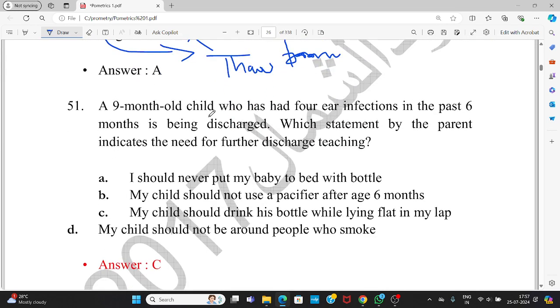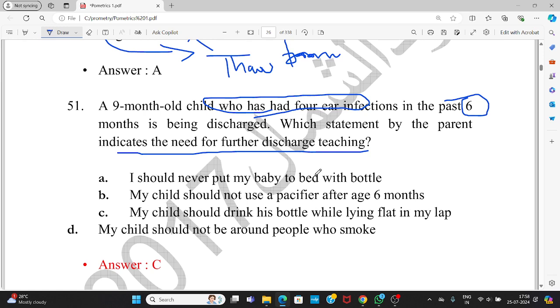A 9-month-old child who has had 4 ear infections in the past 6 months. So past 6 months, so it is chronic. The child has had ear infections and is being discharged. Which statement by the parent indicates the need for further discharge teaching? I should never put my baby to bed with the bottle.